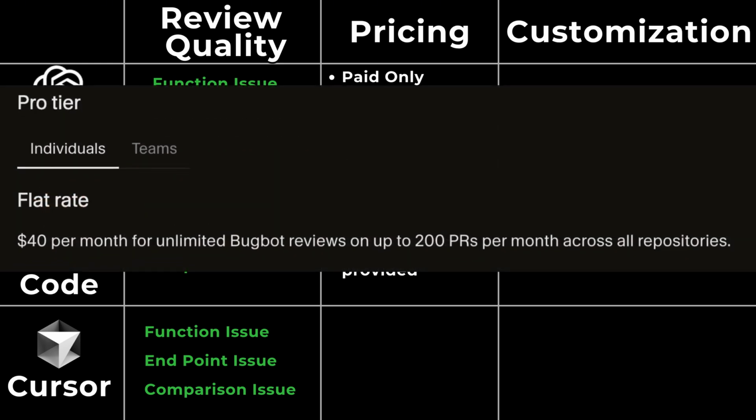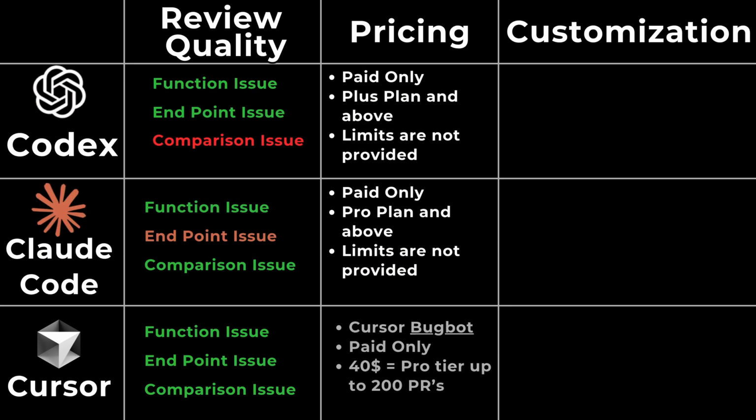With the Pro plan, you get a limited number of BugBot reviews, they don't state the number, but you can upgrade to the $40 Pro tier, which explicitly gives you 200 reviews per month. That's the only tool here that gives a clear number.